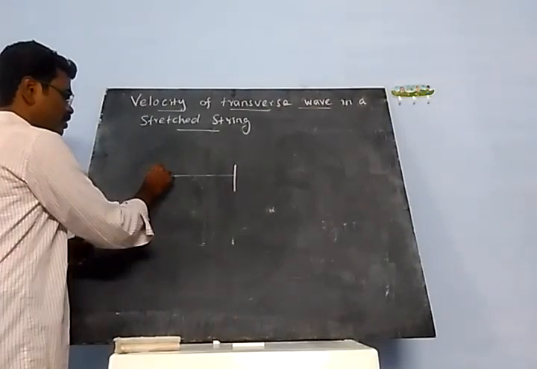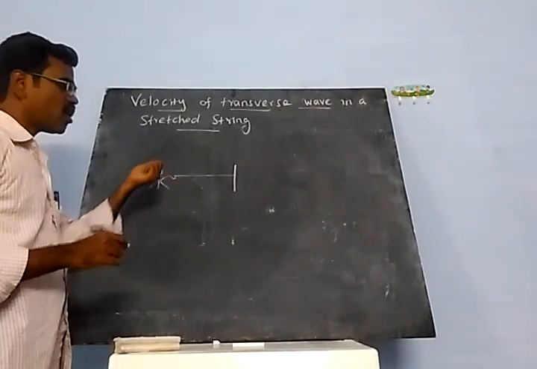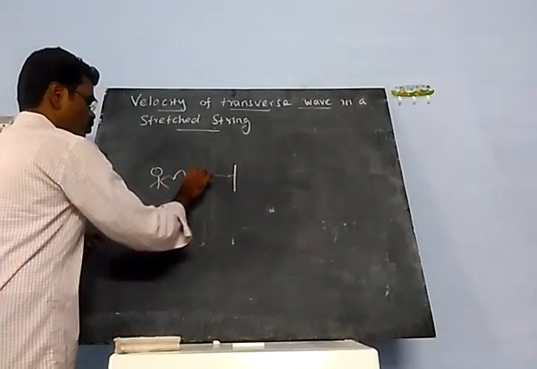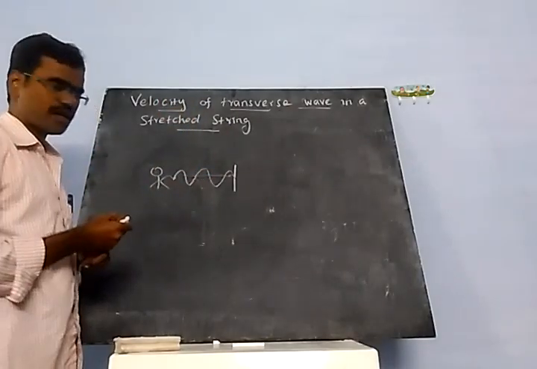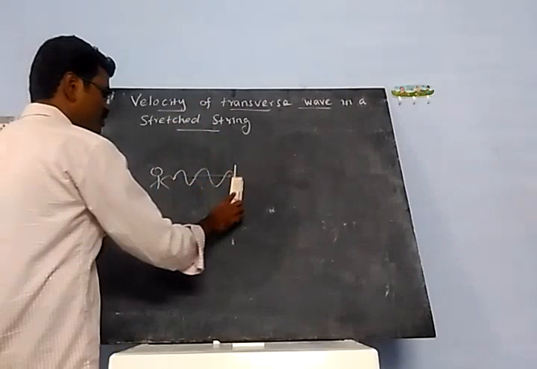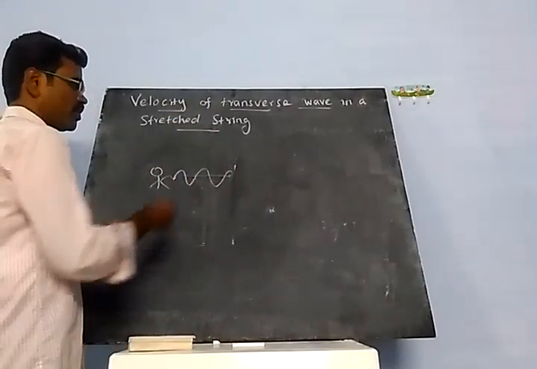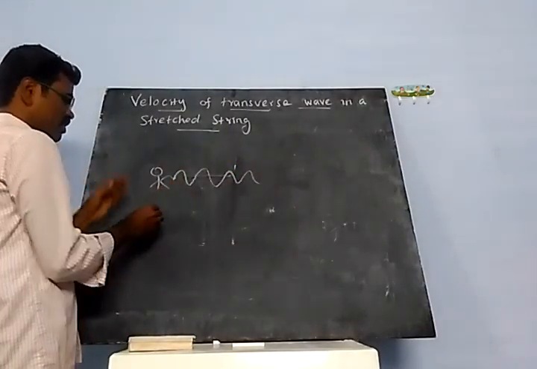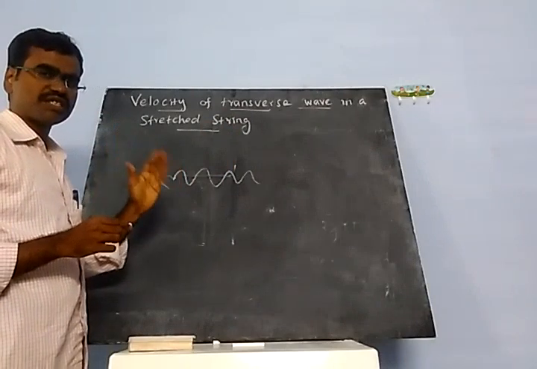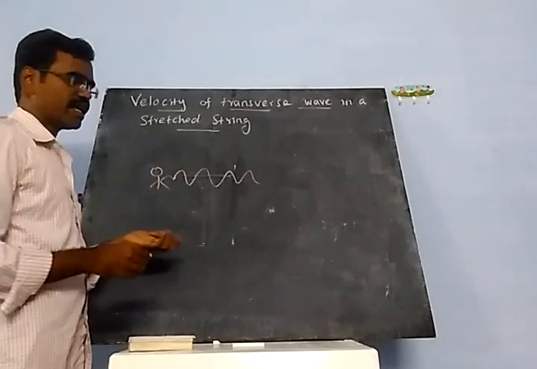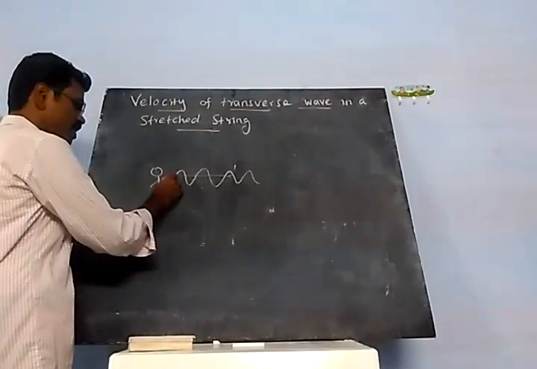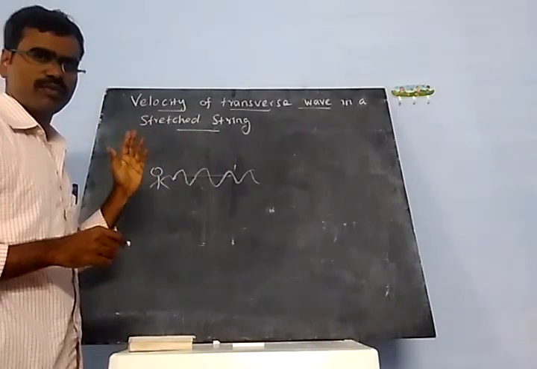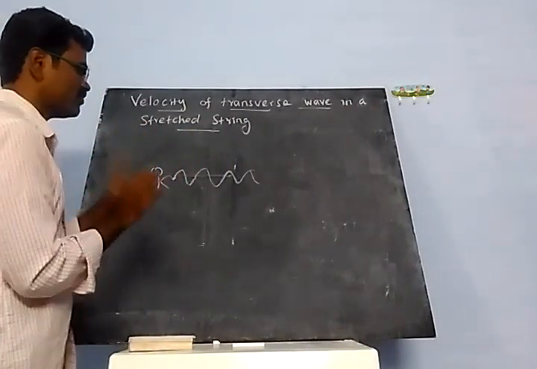You can oscillate this string, so the string moves like this. Suppose this end is not fixed, then the string moves like this. So consider one stretched string. Now you can oscillate it or give some external force, so it will move like this. This is the waveform, so it will be moving like a wave.